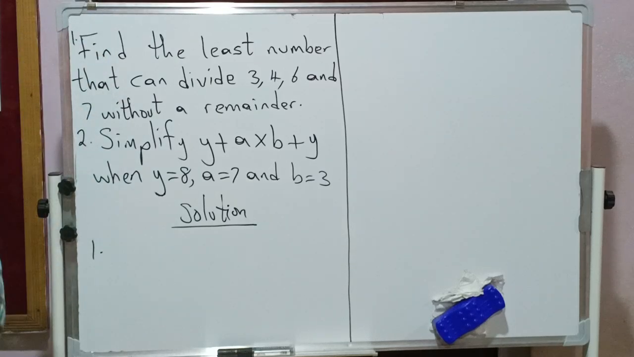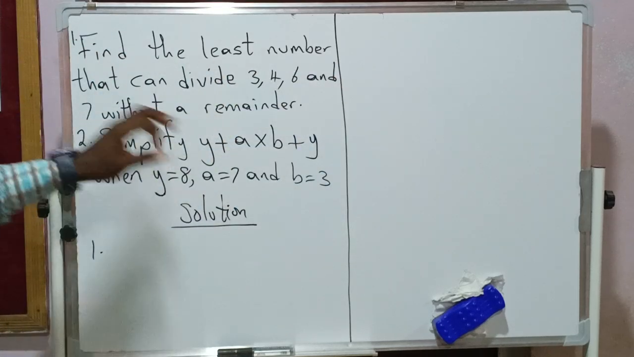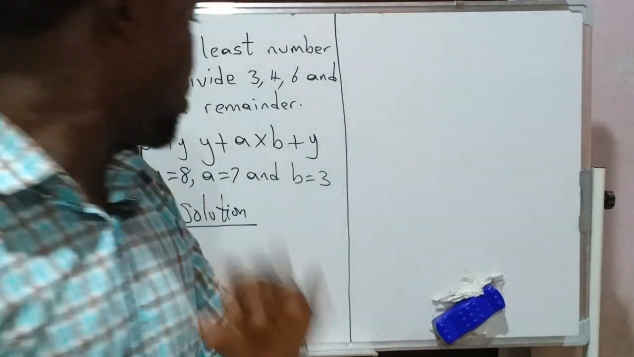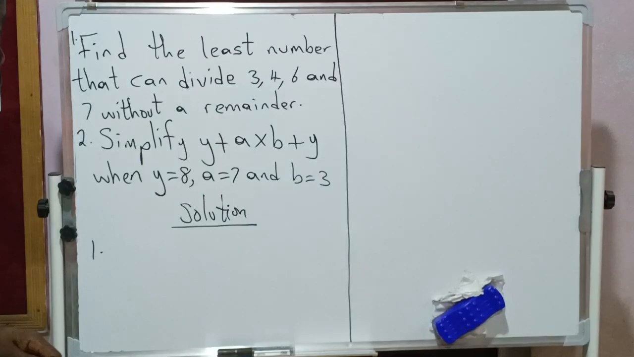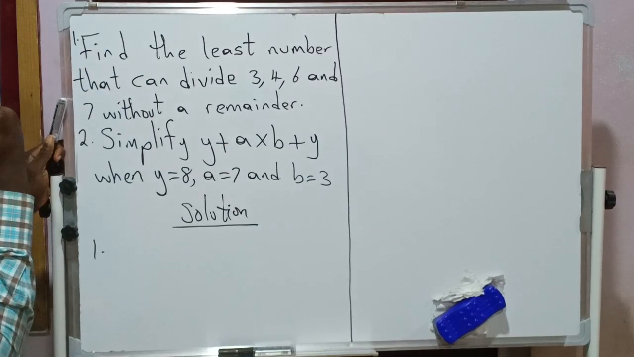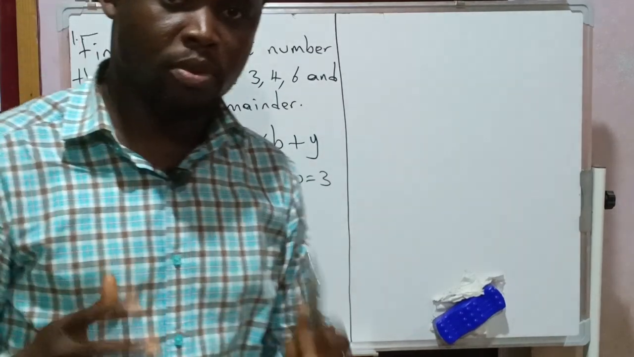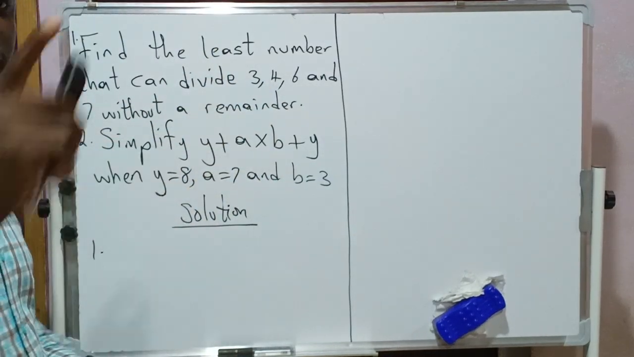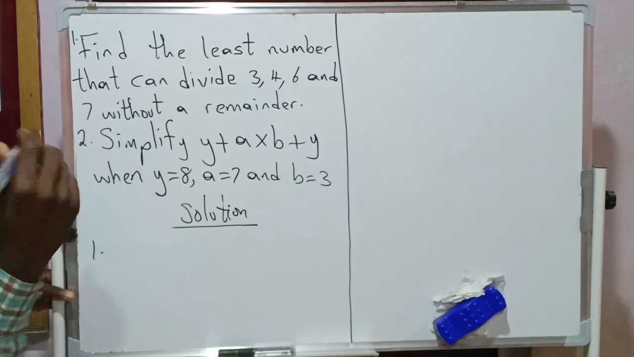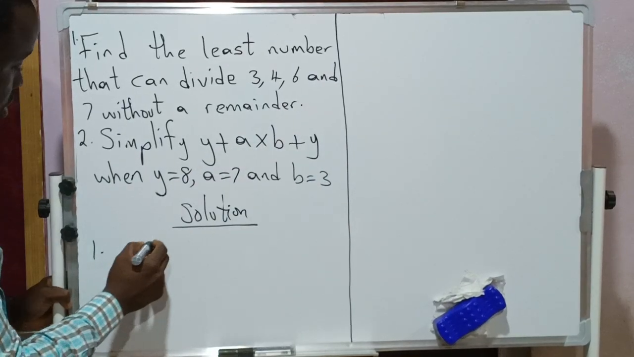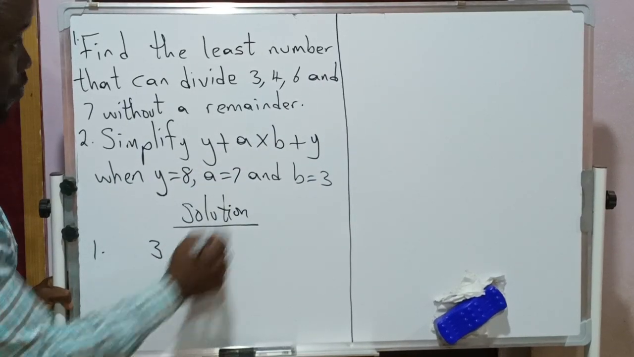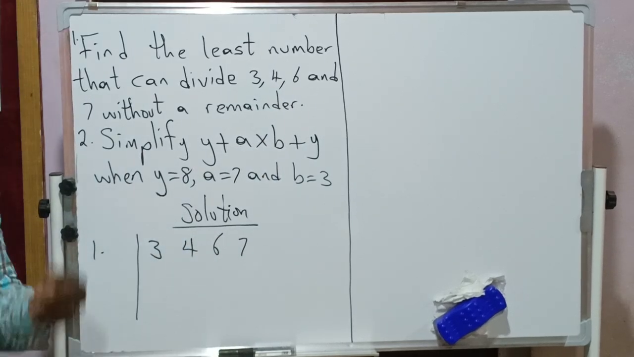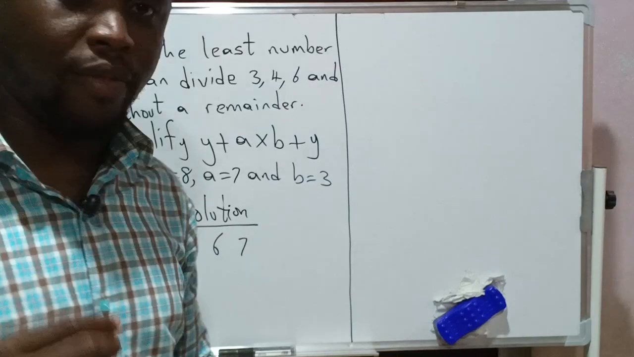Now the question here says, find the least number that can divide 3, 4, 6, and 7 without a remainder. And what that means is we need to find the LCM, that is the lowest common multiple, that 3, 4, 6, and 7 can divide, and there will be no remainder. The best way to do that is to write out the numbers, say 3, 4, 6, and 7, and then you start dividing them one after the other.